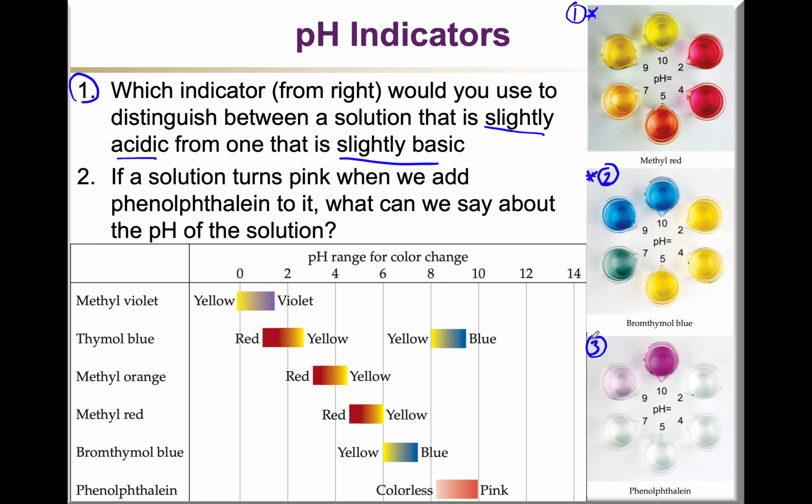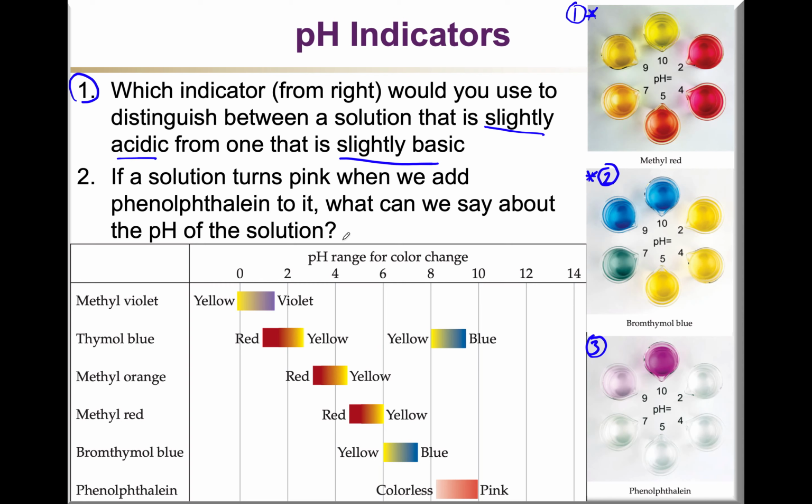We're trying to differentiate a solution that is slightly acidic from one that is slightly basic. So what we're going to do is look at the 3 different indicators, methyl red, bromothymol blue, and phenolphthalein, and see which of those 3 changes colors very clearly at pHs that are relevant to a solution that is slightly acidic versus one that is slightly basic. All right, think, pause the video if you want.